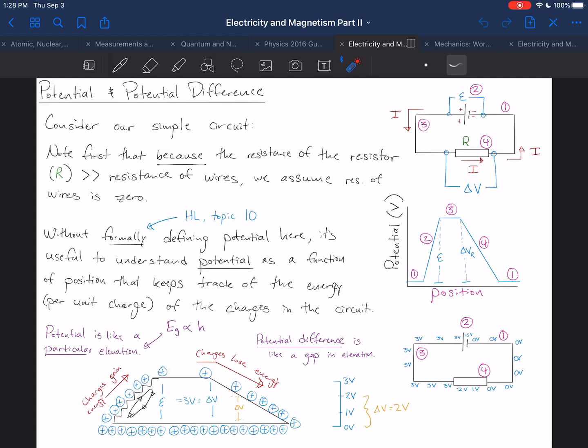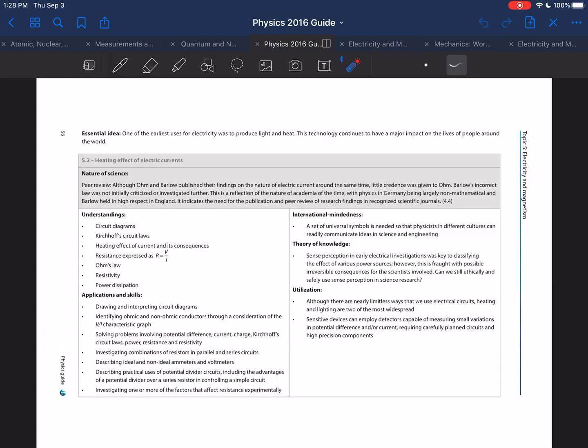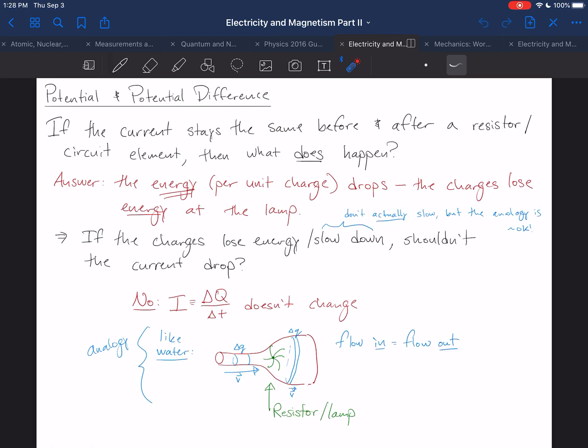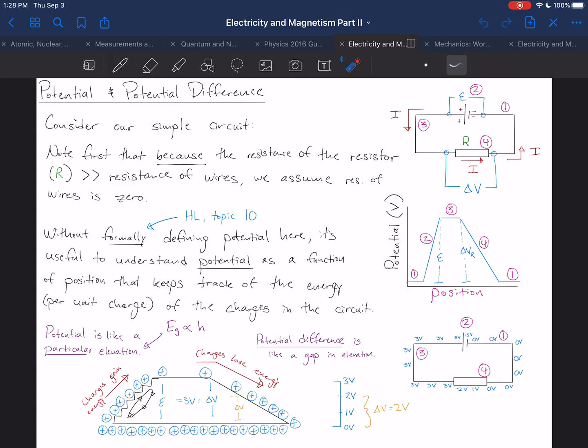Hello everyone! In this video we will continue to examine topic 5.2, the heating effect of electric currents, and in particular we will continue to unpack potential and potential difference. Alright, so now let's apply what we learned in the last video about what is happening to the charges when they hit the resistor, and we're going to make it a little more quantitative. So consider a simple circuit again.